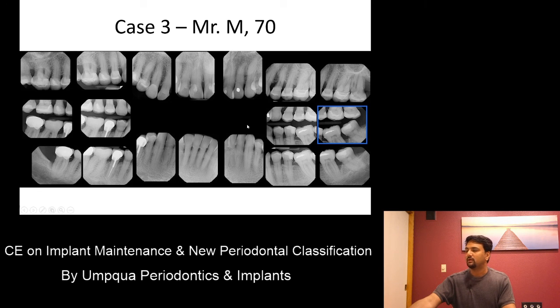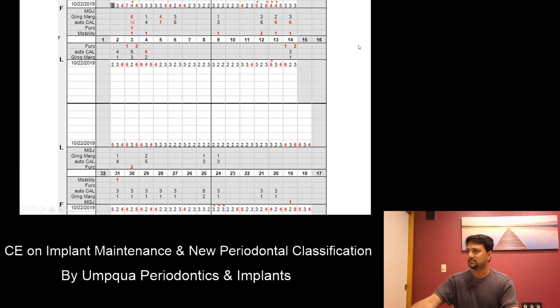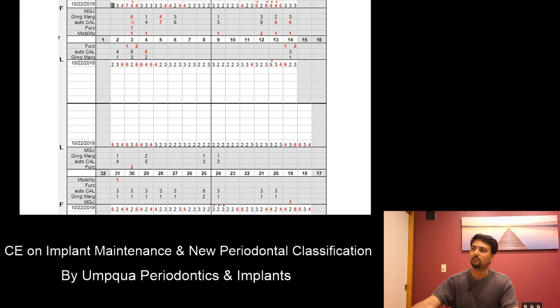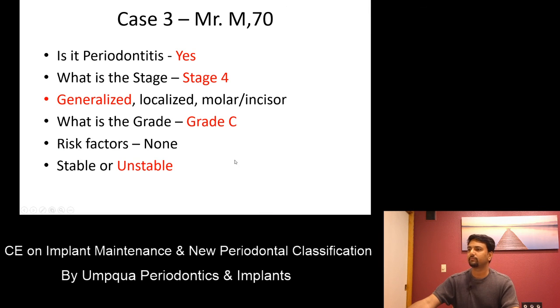Okay, what is my grade? The grade is percentage of bone loss divided by age. I have 90% of bone loss and he's only 70, so that means it's a grade C. Risk factors, I do not have any risk factors as I can remember. Yes, no risk factors. Stable, unstable. I look at my perio charting and clearly it is an unstable case. Okay, so that's my diagnostic statement.